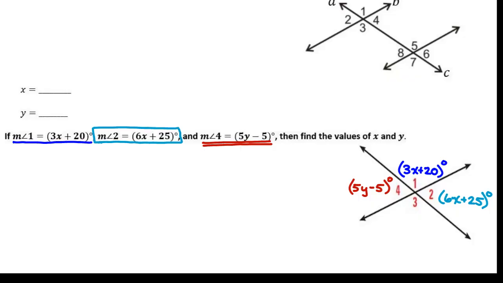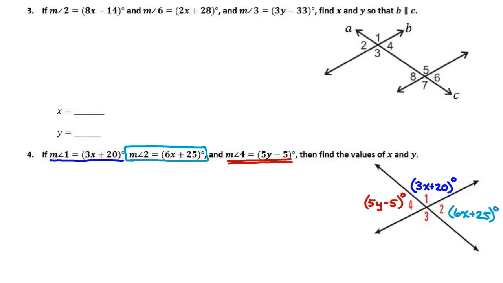There were 2 special angle pairs that we learned way back in August that we have when we just have 2 lines crossing. What are those special angle pairs? Vertical angles and linear pairs. What's the relationship between vertical angles? They're congruent. What about linear pairs? Yep, they're supplementary. They add to 180.